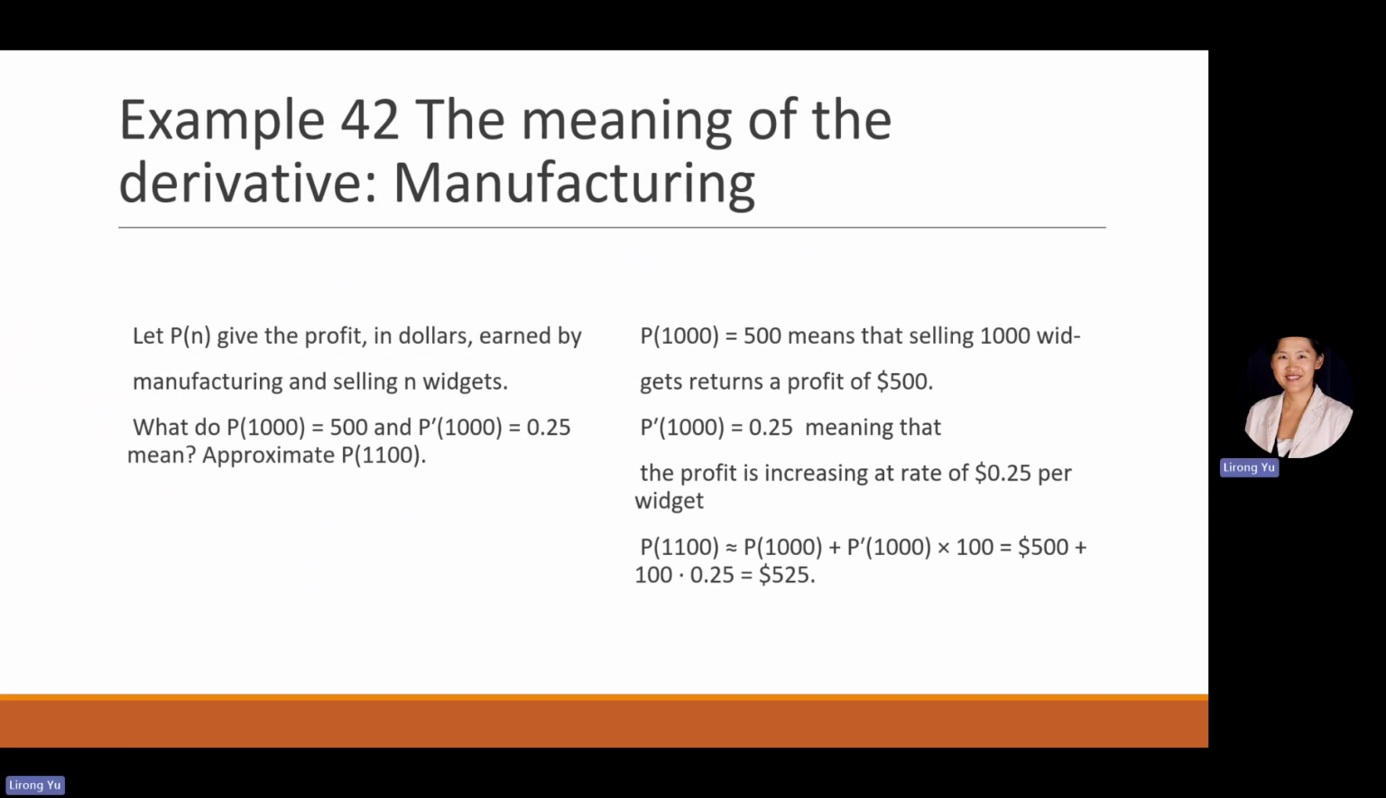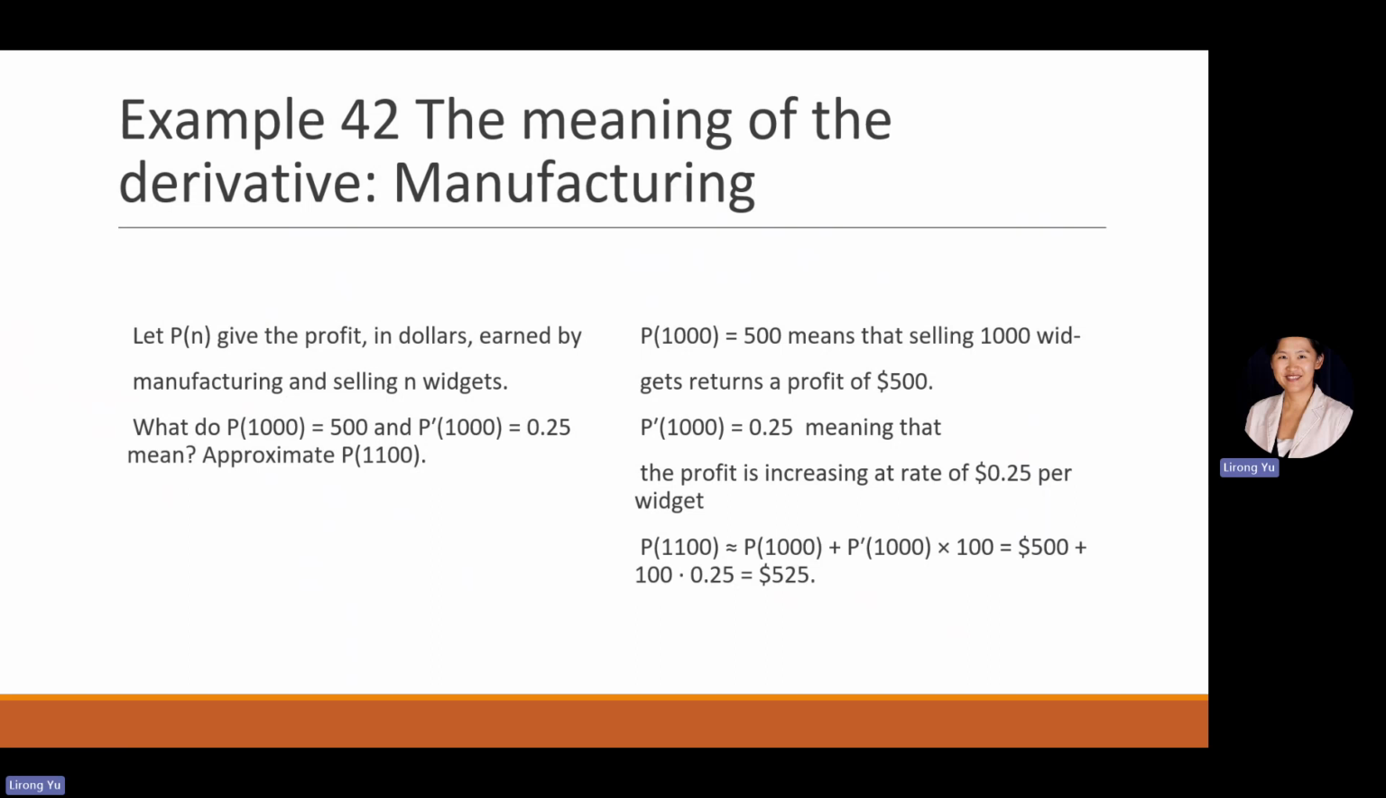Okay, another example is from manufacturing. So we have this information that says if you manufacture 1,000 products, P represents the profit. So the profit is 500. Let's assume it's $500. So the derivative is 0.25, meaning that if you manufacture one more of the product, you get 25 cents more as your profit.